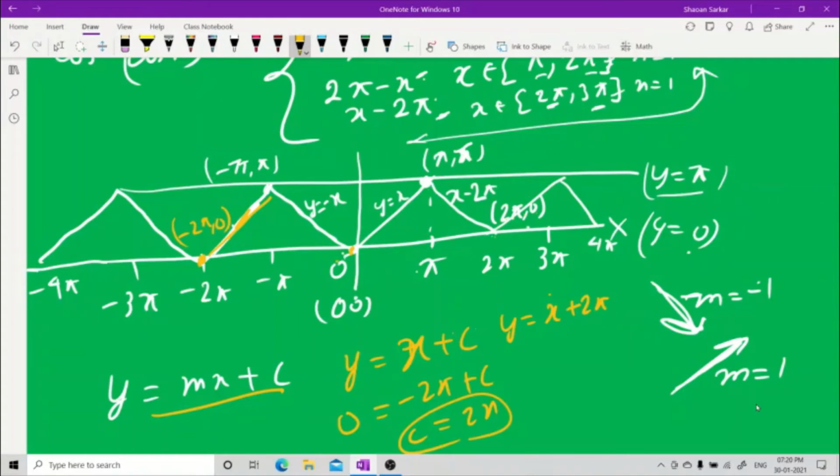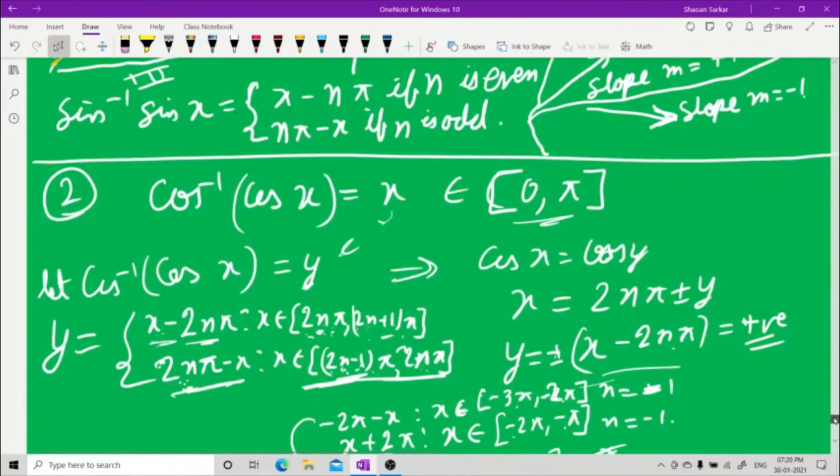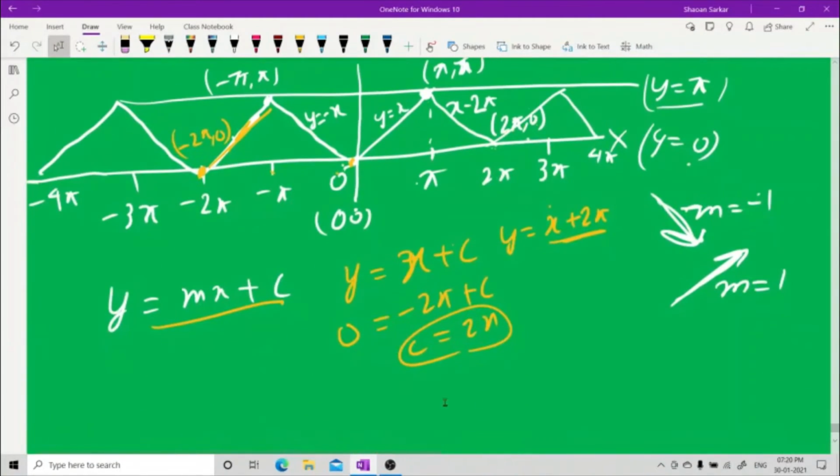Between minus 2 pi and minus pi, it should be x plus 2 pi. You can see this here. Check. Yes, you can see between minus 2 pi and minus pi, you have x plus 2 pi. This is the reason. I'm telling you in both ways so that you can understand everything clearly.